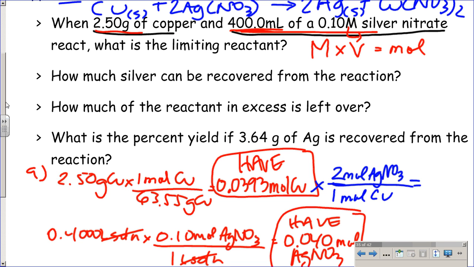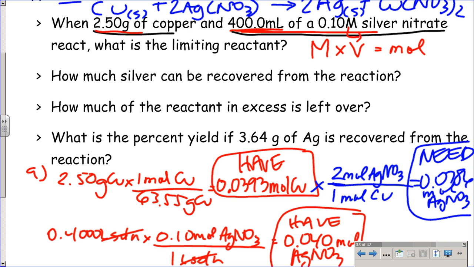So this is telling me I need double the amount of silver nitrate, like we just discussed from looking at the BCE. So to react with all that copper, I need 0.0786 moles of silver nitrate. To react with all that copper, I need that much silver. You with me so far?